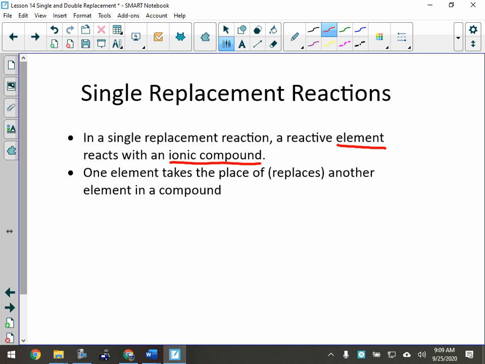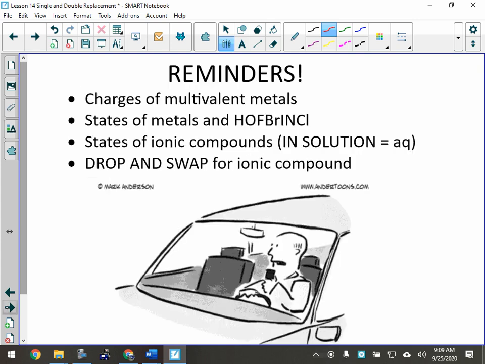Things to be aware of. We need to, again, remember multivalent, so basically those metals that have more than one charge. We need to look at states of metals, okay? States of ionic compounds in a solution, aqueous. Drop and stop for ionic compounds. And of course, if we're talking about elements that might be by themselves, we have to also keep in mind the diatomic elements. Okay, so all those things. All right, good.